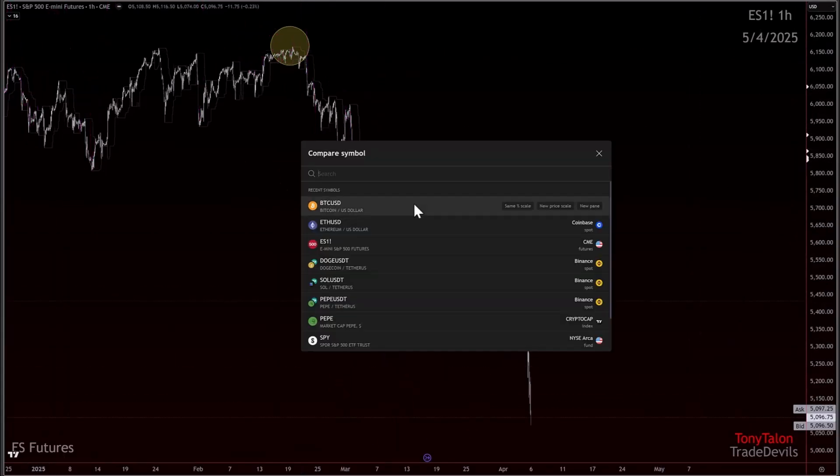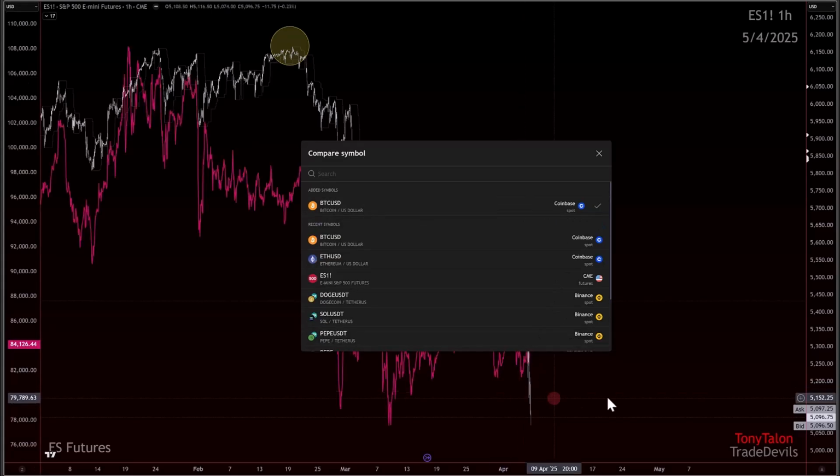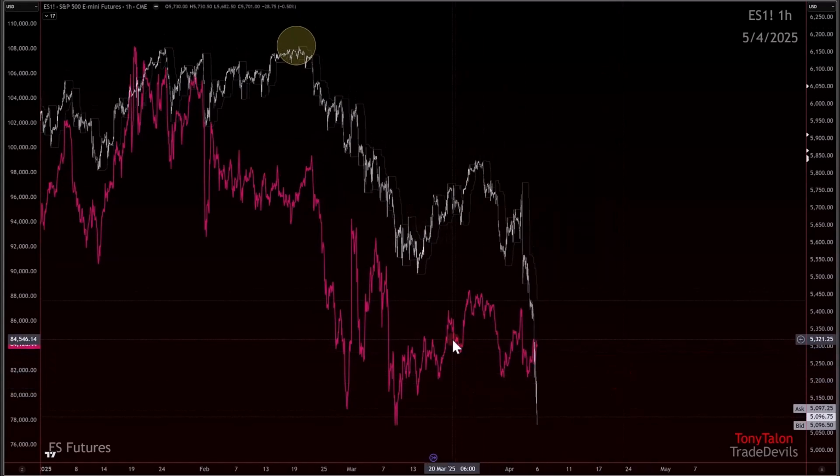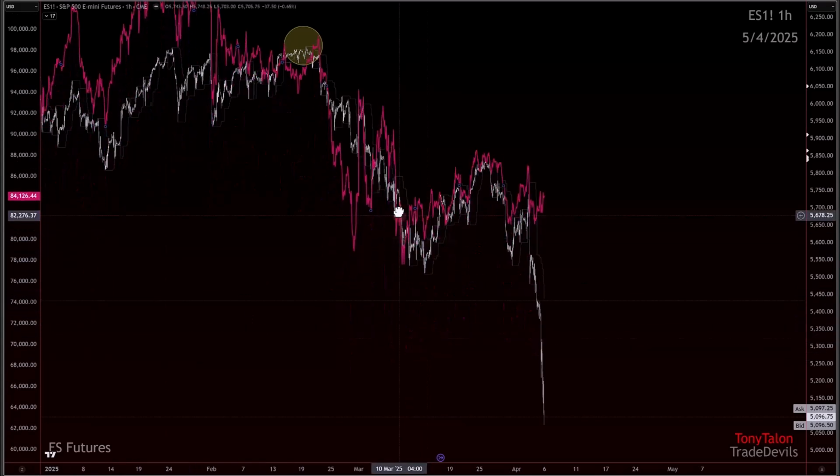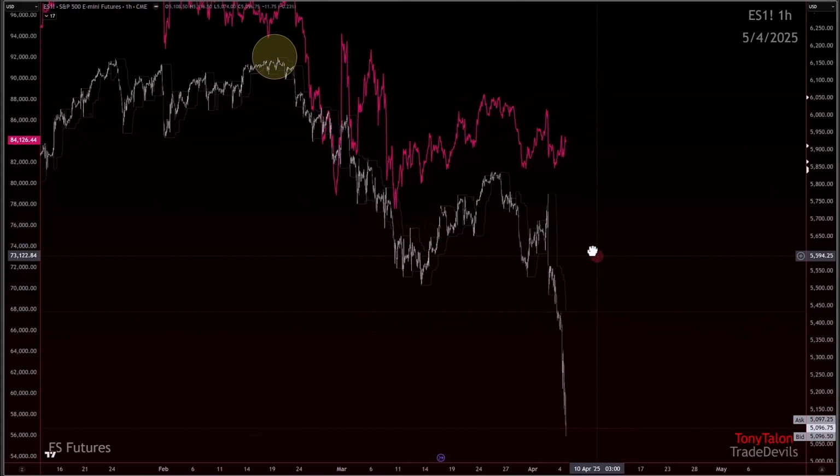So what I want to do real quick is bring up Bitcoin and see where we're at, see how the correlation is looking, and you can see how tight it has been in the past, where we're at now as far as the deviation that we have.